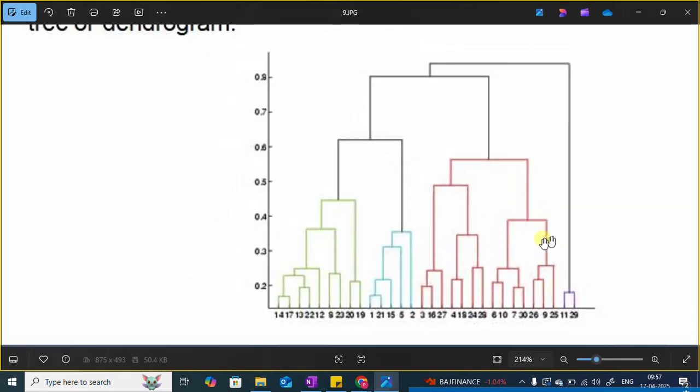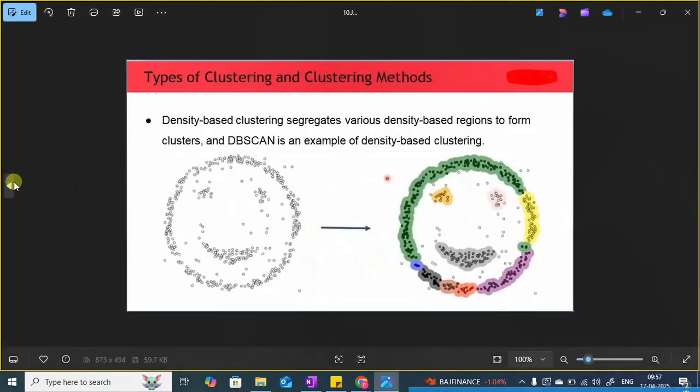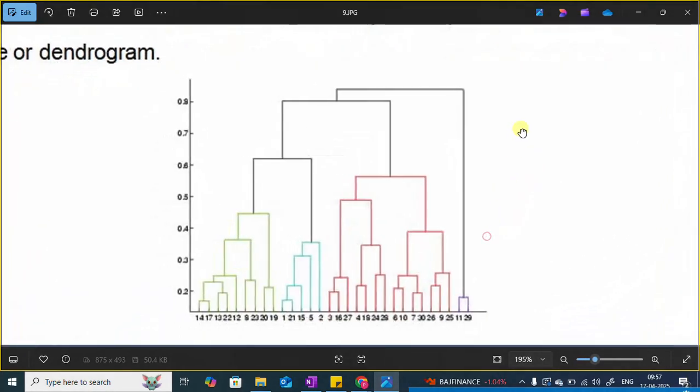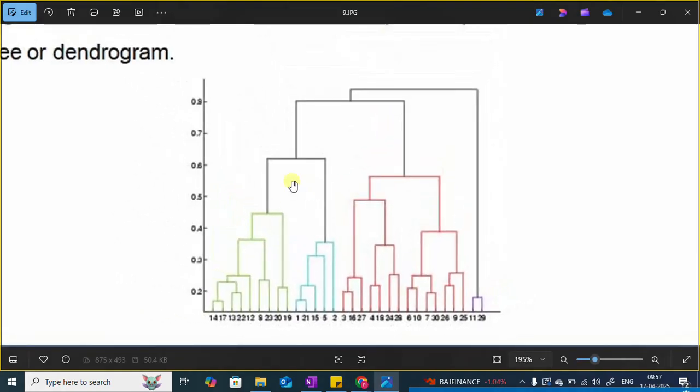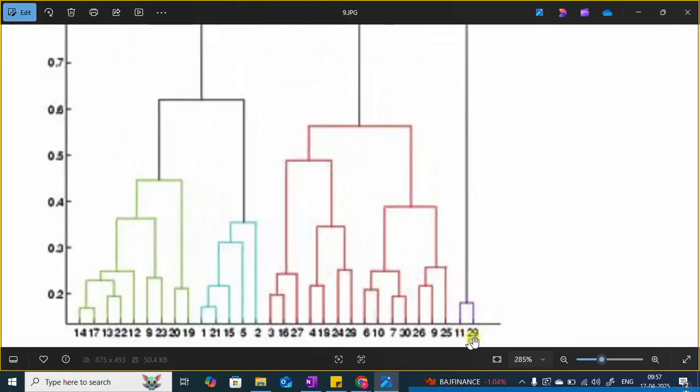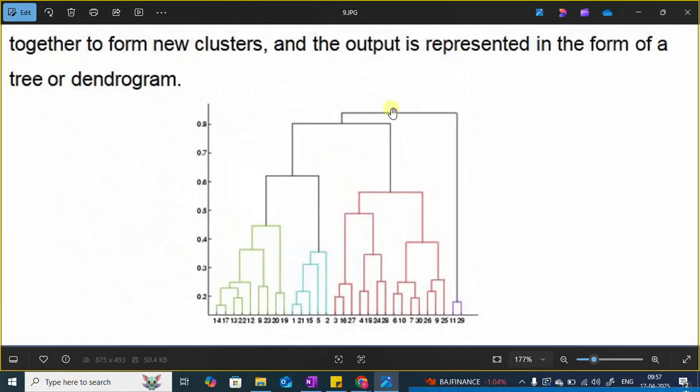Similarly, come to the red color side. Here small clusters merge and become bigger. Then two bigger ones become this one. Now again the left hand side and right hand side merge into this one, and again it merges with a small cluster, that is 11 to 29. Now finally I get this one.